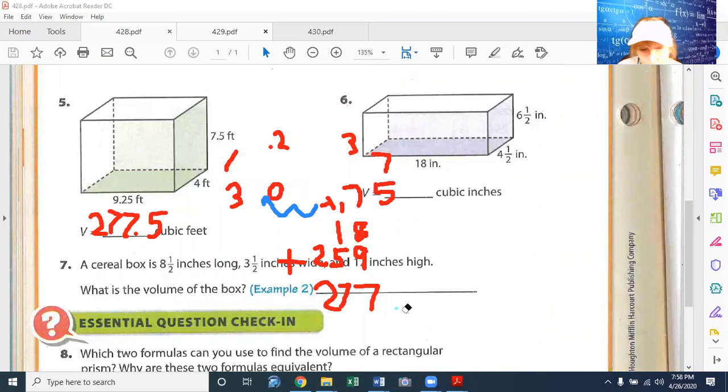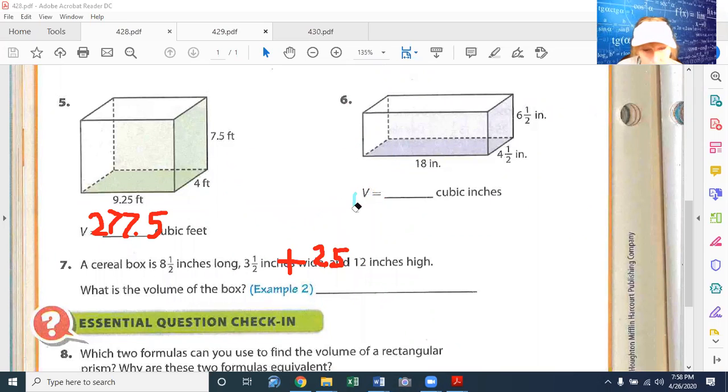And let's look at the last one here, number 6. Oh, no, that's not the last one. But okay, number 6, we have volume of this prism, 18 times 4.5 times 6.5. So we're going to write this like this, 18 times 4.5. And let's take 4.5 right here, and let's make it an improper fraction right away. So 4 times 2 is 8, plus 1 is 9. So we'll put 9 halves.